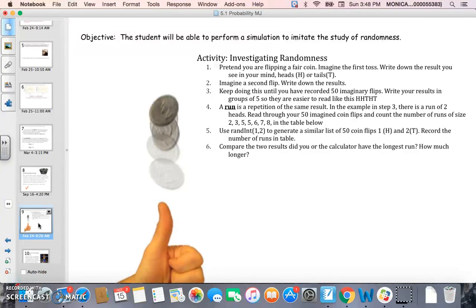So you're going to go back and read through your 50 imagined coin flips and count the number of runs of size 2, 3, 5, 6, 7, and 8. And you can record that in the table on your paper.